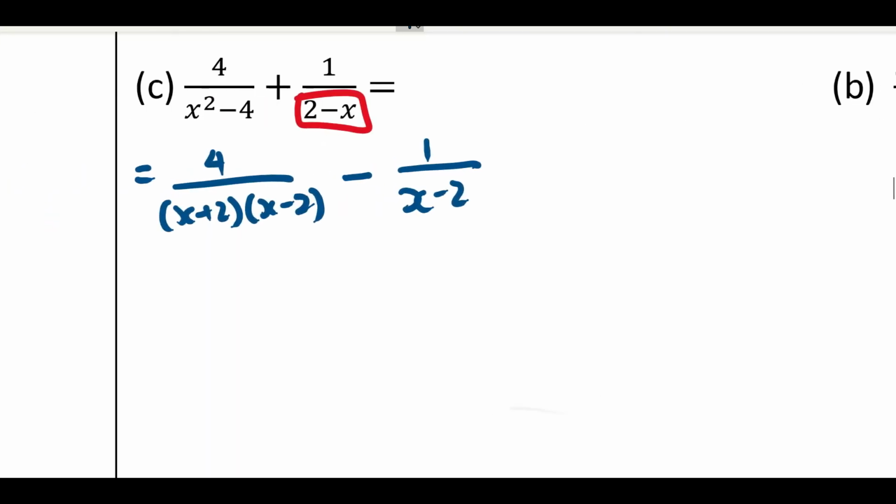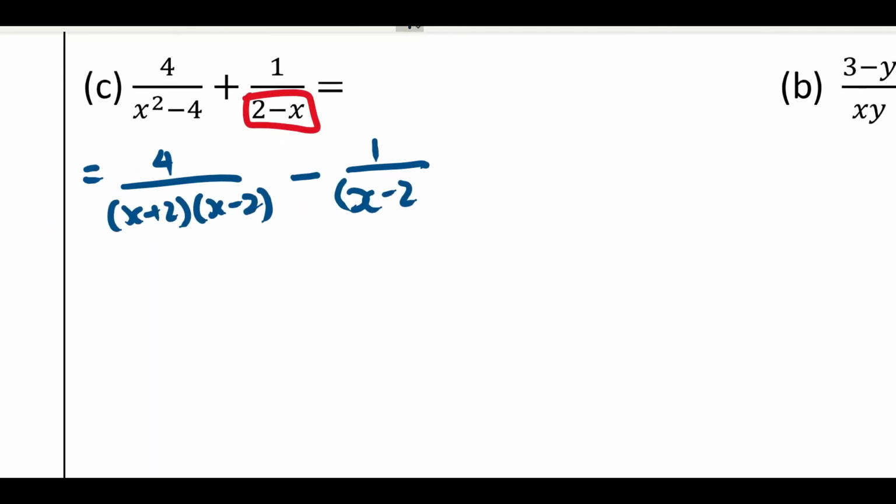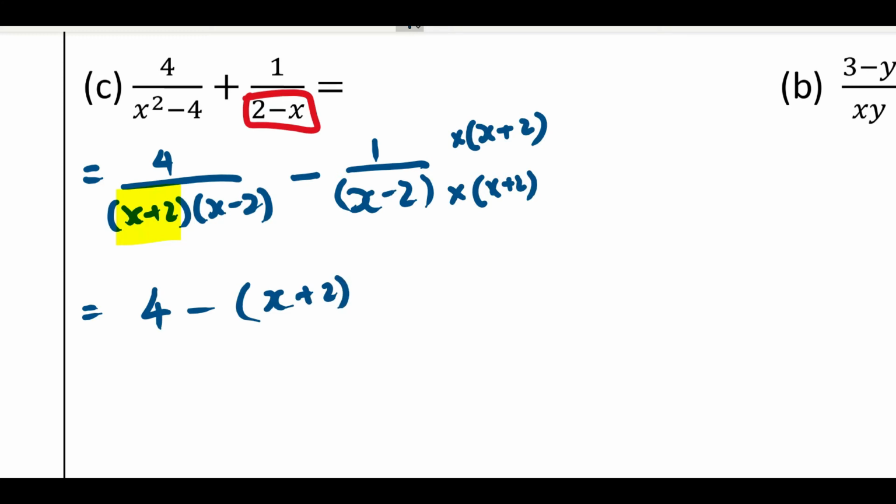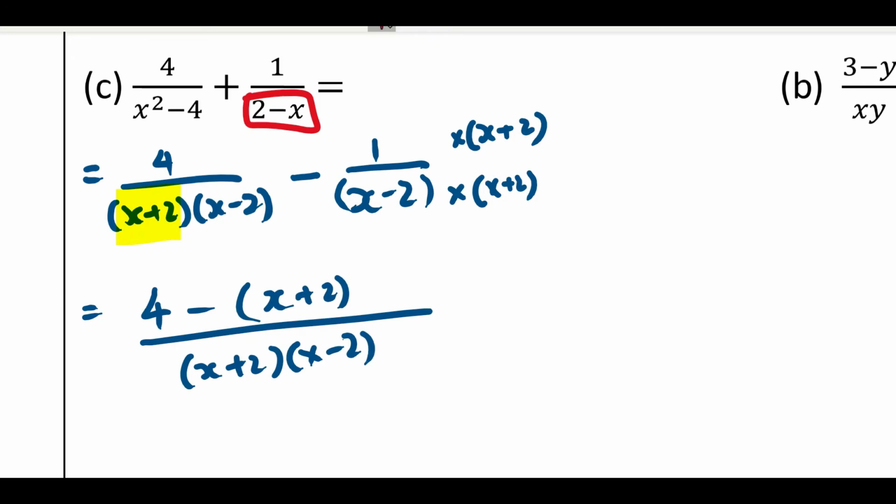If you have problems combining, just bracket this up, then you know that you need to multiply by this guy to the right side. Multiply by x plus 2, multiply by x plus 2. Be careful, this one is a minus, so it's 4 minus, open bracket, must have this bracket. When you combine, x plus 2 over x plus 2, x minus 2. Please do not cancel this and this. No, no way, that's totally not correct.